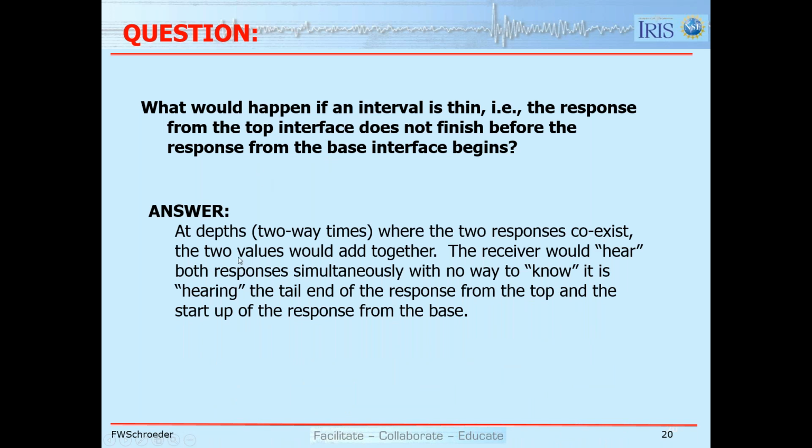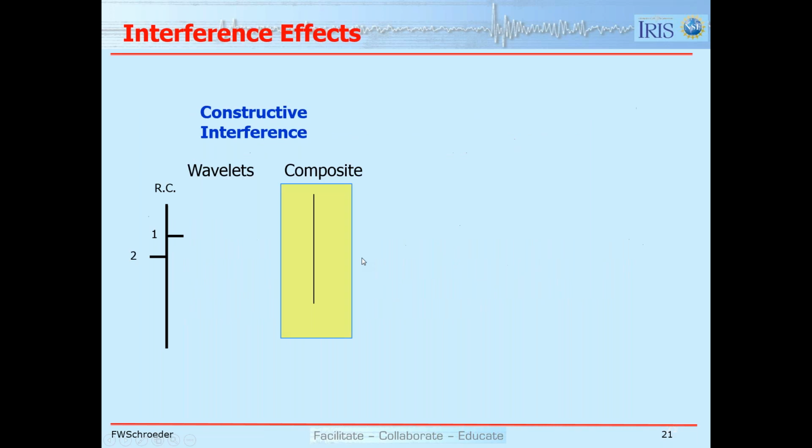So the two responses will coexist, the two values get added together, and so the receiver is not able to distinguish the tail response to the top of the bed from the start of the response from the base of the bed. If we have two reflection coefficients fairly close together, we have a peak associated with the increase in impedance at the top and a trough associated with the decrease in impedance at the base. We add those two together and we can get constructive interference. This peak is larger than either the red peak or the magenta peak because those two positive numbers add. Similarly, on the composite, the trough negative numbers are greater than the negative numbers for the magenta or for the red.